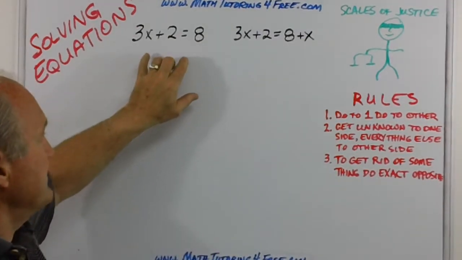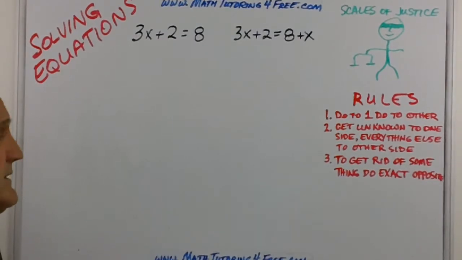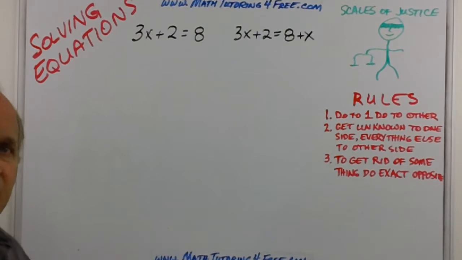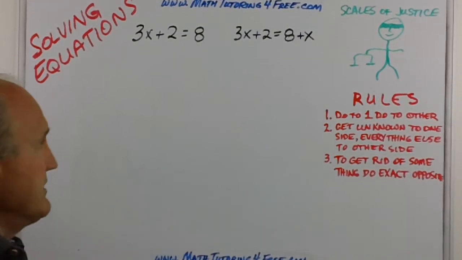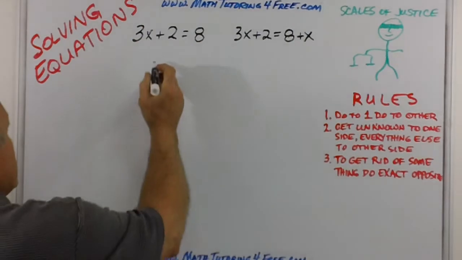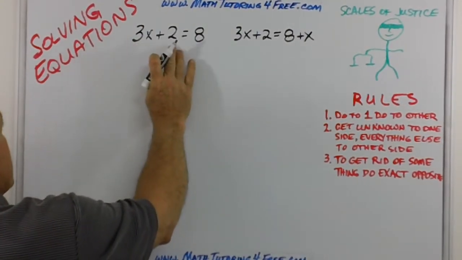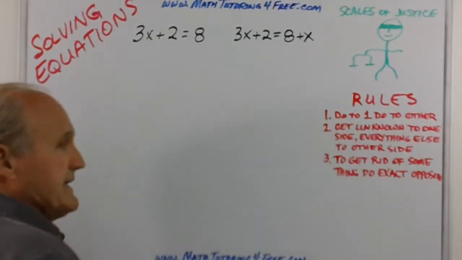Let's start with the simple equation 3x plus 2 is equal to 8. Well, the idea is to solve for x, the unknown. And to do that, we must get x by itself on one side and everything else on the other. So the first thing you should be thinking of is, okay, I've got 3x here. I'll leave that alone, but I want to get rid of the 2. How do I get rid of the 2? I do the exact opposite.